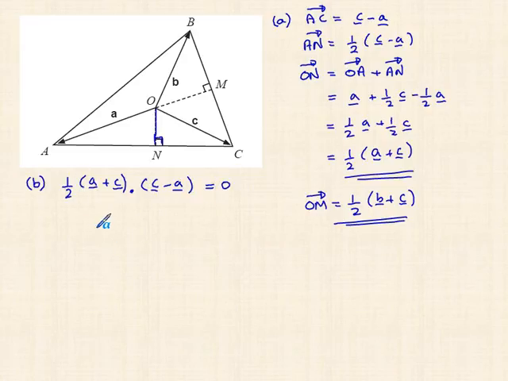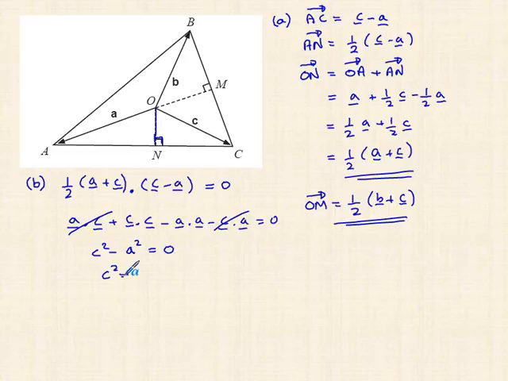So we can ignore the half. Expanding out, A dot C plus C dot C, take away A dot A, take away C dot A, is equal to 0. A dot C and C dot A are the same, so that's C squared minus A squared is equal to 0, and therefore C squared is equal to A squared.